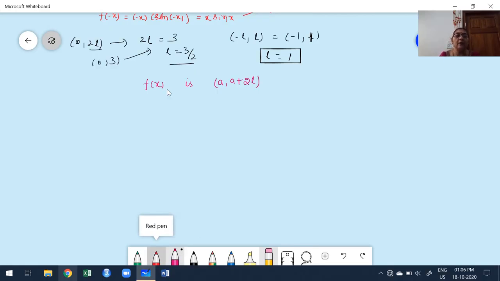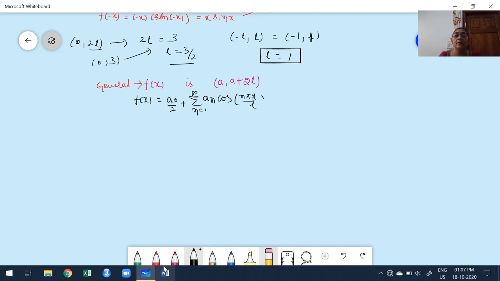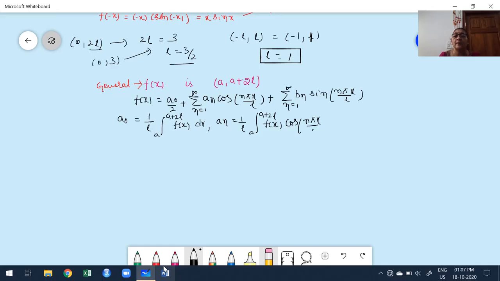The Fourier series, this is nothing but the general one. f of x equals a naught by 2 plus summation n ranging from 1 to infinity a n cos of n pi x by L, and also summation n ranging from 1 to infinity b n sin of n pi x by L. What are the formulas for finding a naught, a n and b n, the Fourier coefficients? a naught is 1 by L integral from a to a plus 2l of f of x dx, and a n is 1 by L integral from a to a plus 2l of f of x cos of n pi x by L with respect to x. This is very important.